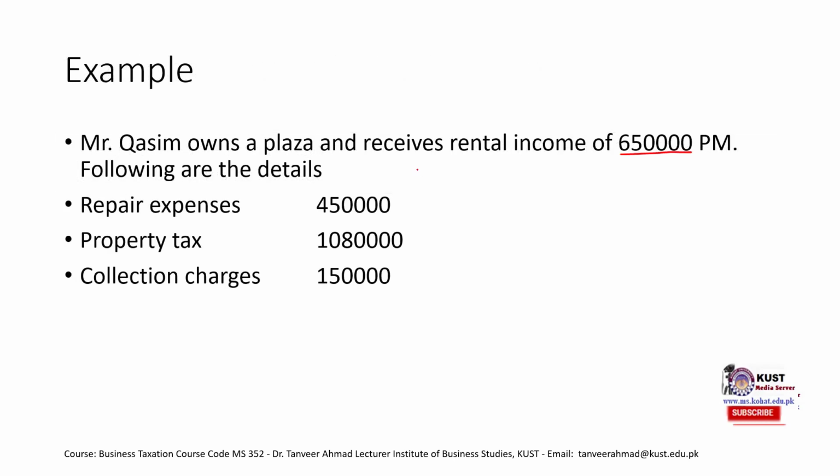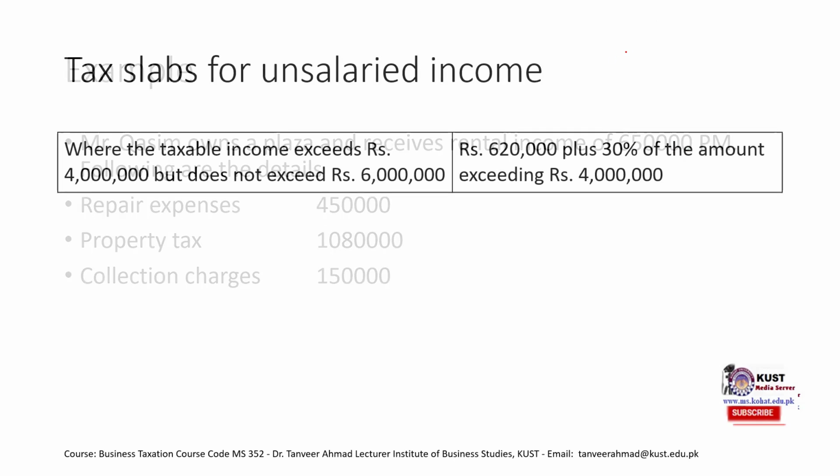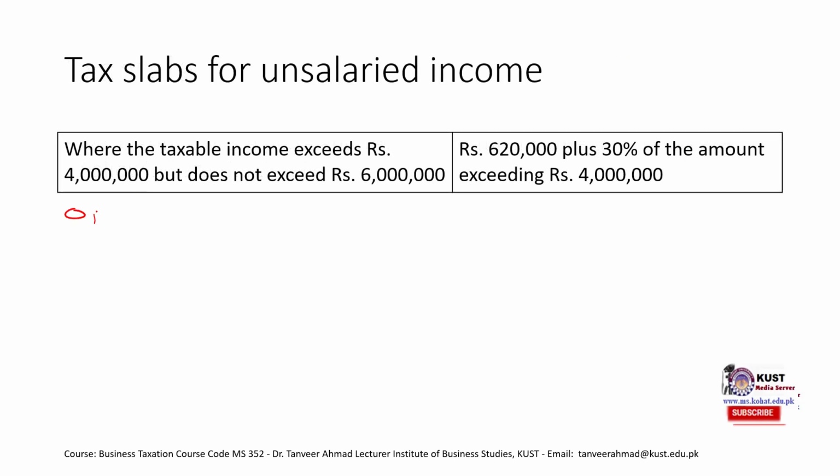Okay, so first thing, is Mr. Qasim allowed an option or not? This income is per month, so we have to calculate yearly income, and the yearly rental income is 78 lakh rupees or 7.8 million rupees. So now we know it is greater than 40 lakh rupees. So Mr. Qasim has an option. Now what do we mean by option? We will start with option 1.